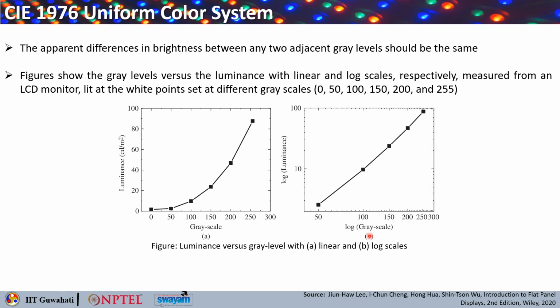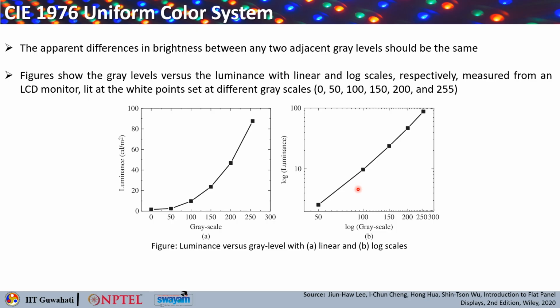this particular display. Now, the apparent differences in brightness between any two adjacent gray levels should be the same. So, here this figure basically plots the luminance, which has a unit of candela per meter square, versus the gray scale. Okay. So, this is in a linear scale, this is in a logarithmic scale. So, what you see here, the gray levels versus the luminance with linear and log scale, these are basically measured from an LCD monitor.